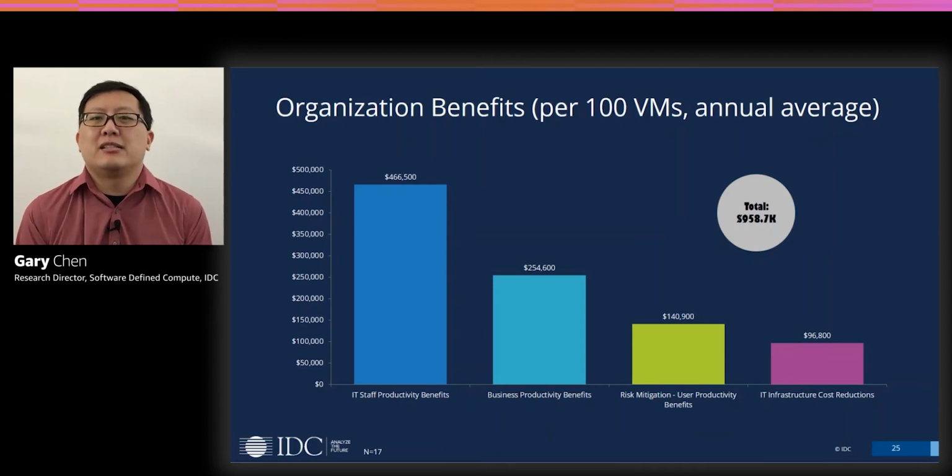And then finally, IT infrastructure cost reductions, where people save money by not having to buy, replace, or expand their on-premises infrastructure when they shifted to a pay-as-you-go consumption-based cloud model. So let's dive deeper into some of the metrics behind these numbers.